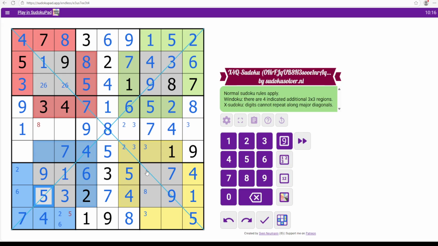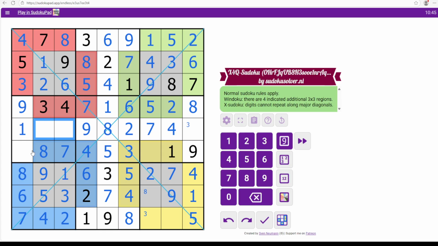Diagonal. Final diagonal is 2, 3, and 6. That cannot be 3 or 6, so that must be 2. That's 3, that is 6. 2, 3, that must be 2, that must be 6. Final one in box 7 is an 8. So that places an 8 there.